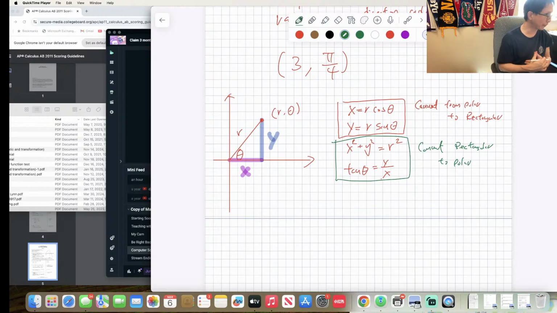So let's try it. What was polar? Polar, what do you mean? Convert from polar to rectangular. Yeah, polar is r and theta. Rectangular is x and y, right? Does that make sense? And rectangular is x and y, and convert to polar, polar is going to be r and theta. Is that okay? So you can convert from one coordinate to the other coordinate.